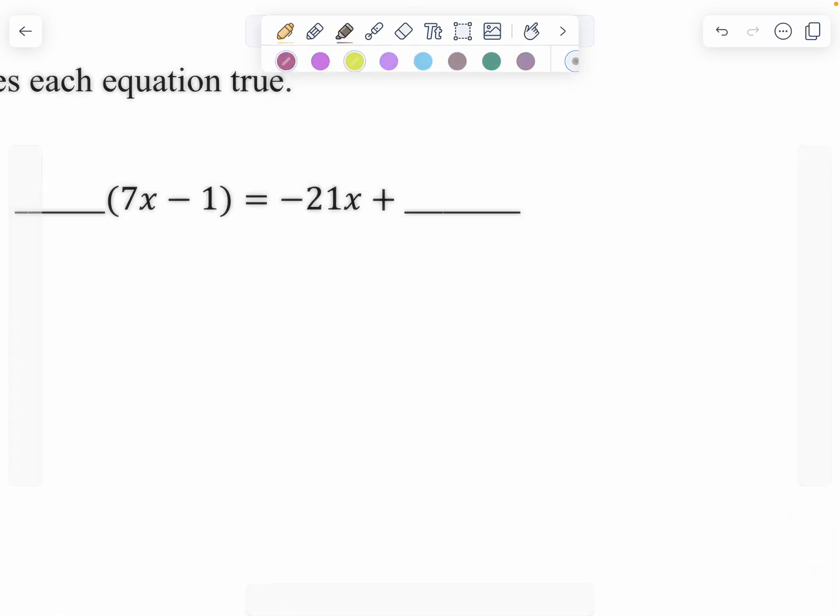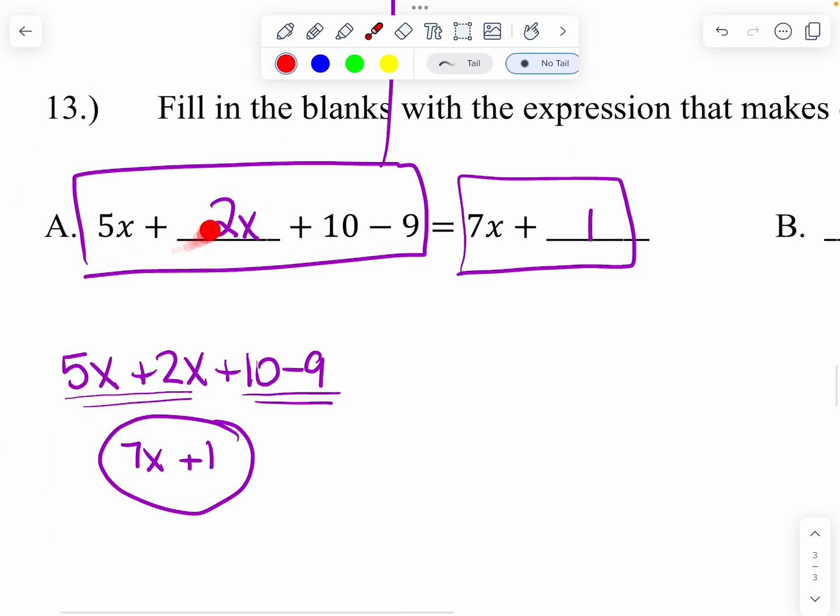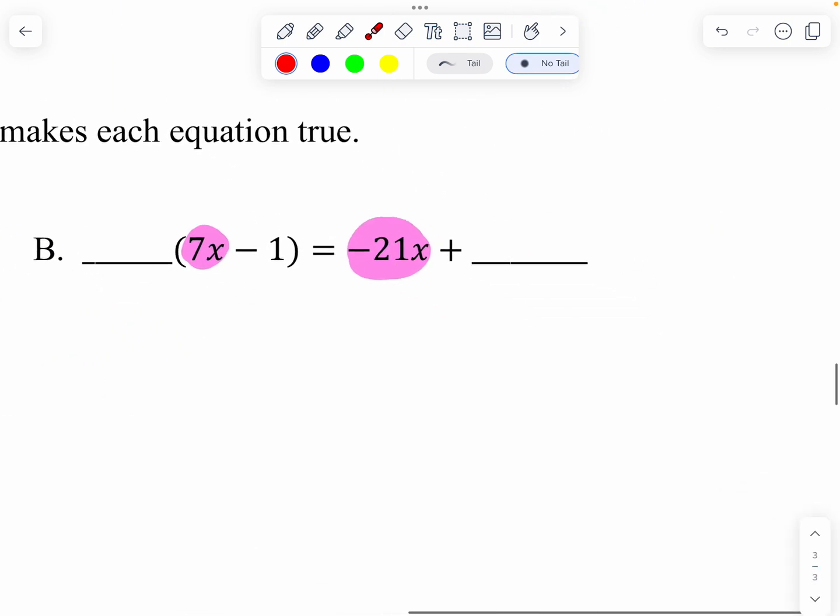And again, I'm focusing on the x's. So if I see 7x's on the left side and 21x's or negative 21x's on the right, I need to figure out a way to make that 7 turn into a 21. But remember, I can only put one number in this place, and that number isn't going to get added to the 7 like it did here. It's going to get multiplied.